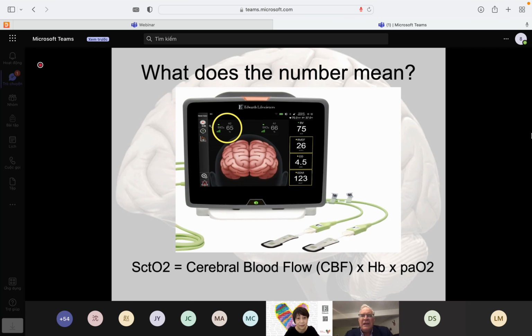How this number comes together is sort of like a product of cerebral blood flow, hemoglobin, and the oxygenation of the patient. So it gives you really good information over the cardiopulmonary status of the patient. If you look at it over very short time intervals, you can pretty much say that hemoglobin and the oxygenation of the patient don't change on a beat-to-beat basis. So what it really represents is cerebral blood flow.